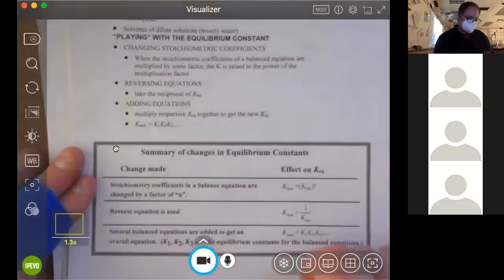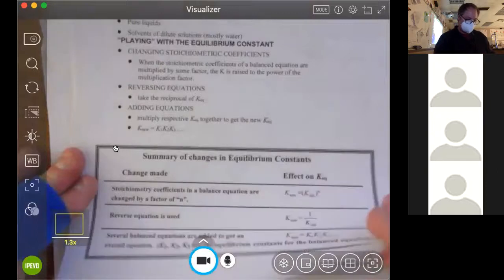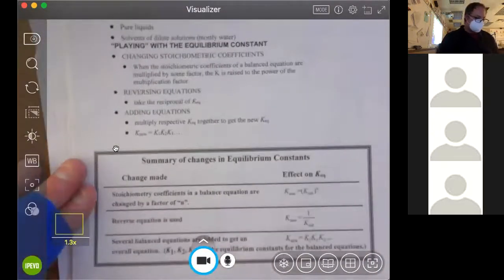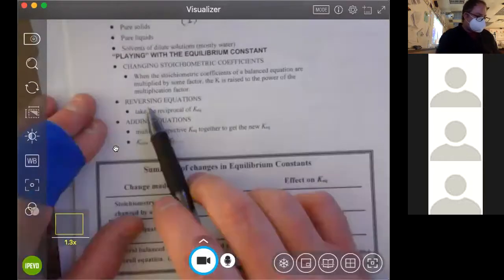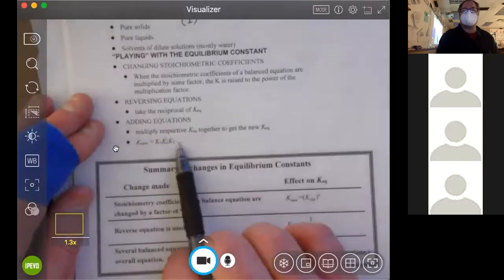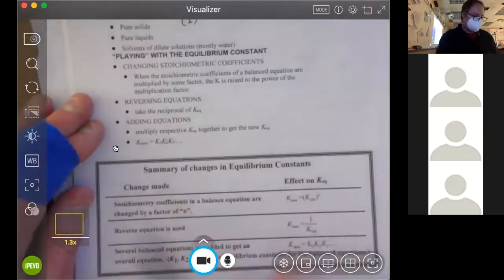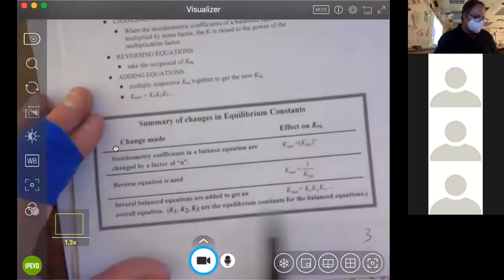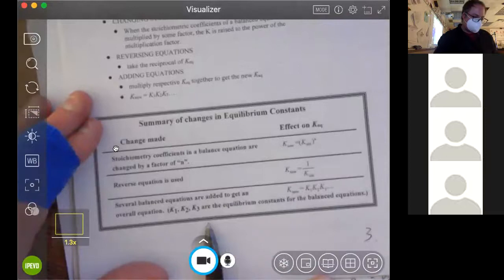All of that is right here. Wow, I didn't do a page number. It's on page 3. It must be hidden by this. But so when you are adding equations, you actually multiply them together to get the new K. If you make a change, here are the changes. So if you add balanced equations dealing with K, you actually multiply the K's to get that factor up.